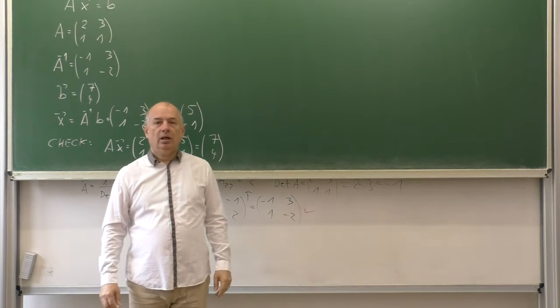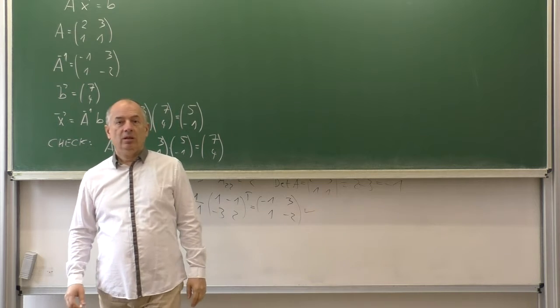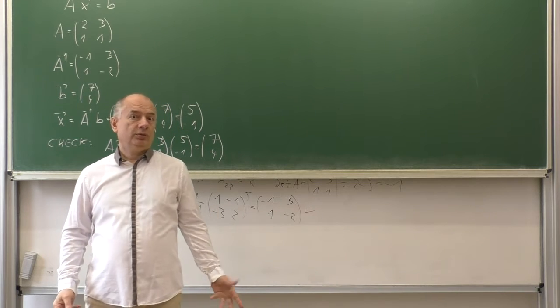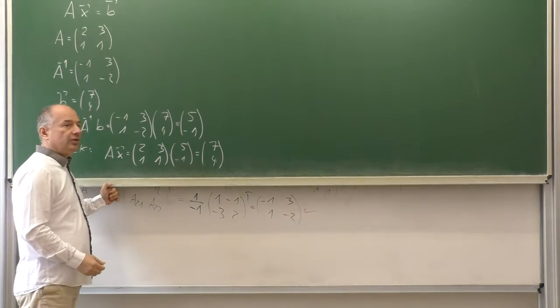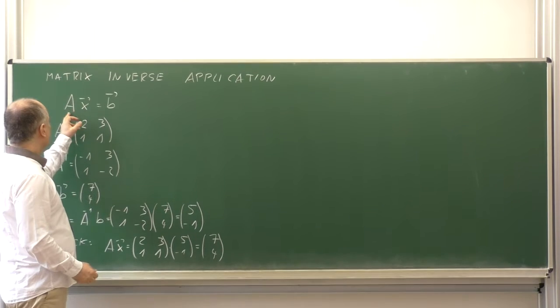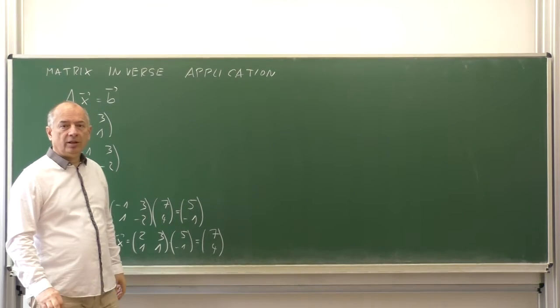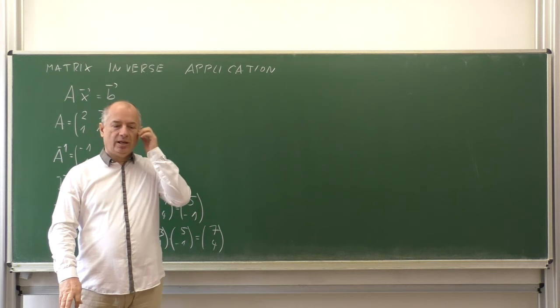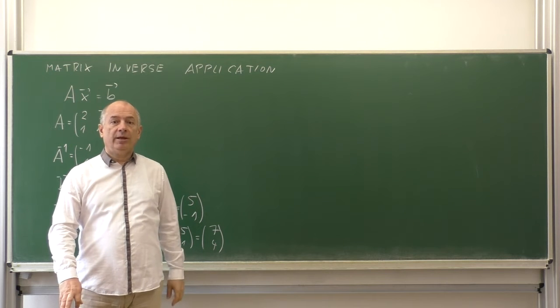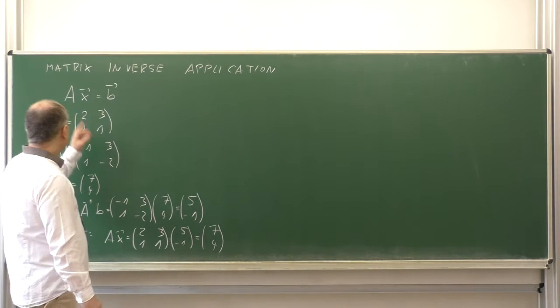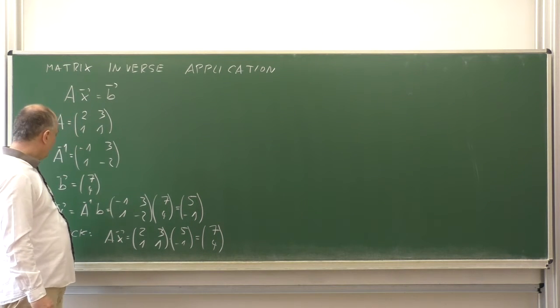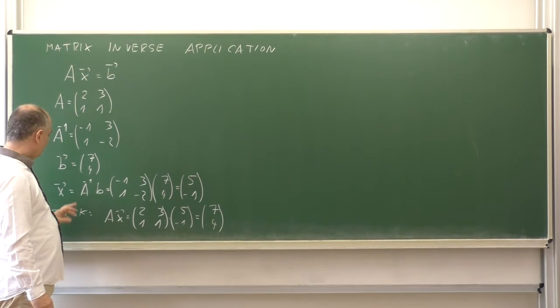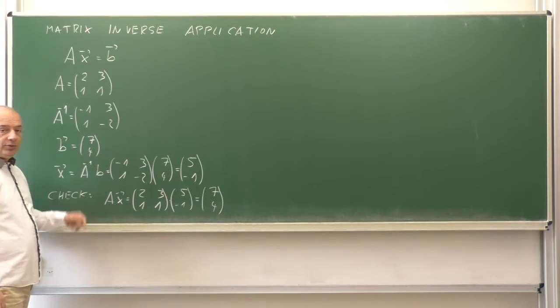We have seen how to compute the inverse matrix. Now let us check what it is good for. The main application for the inverse is when we solve a system of linear algebraic equations, and when the system is a square system and the determinant of the matrix is non-zero. Then the inverse exists and we can find the solution as A inverse B.